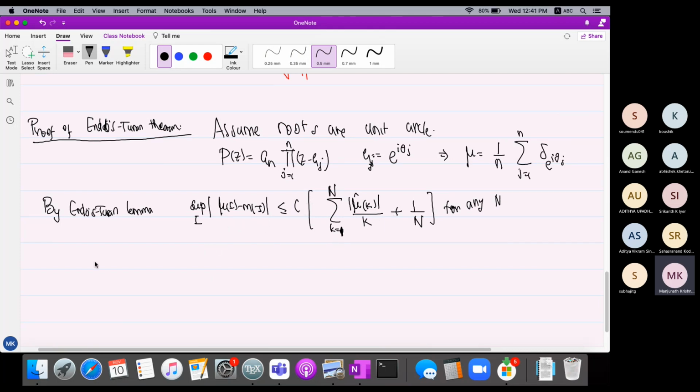So the question is how to control the Fourier coefficients. That's the main thing. If I manage to control the Fourier coefficients, I get something. What is mu hat of k? Mu is this. So mu hat of k is just 1 over n times the sum of e to the minus i k theta_j, right?